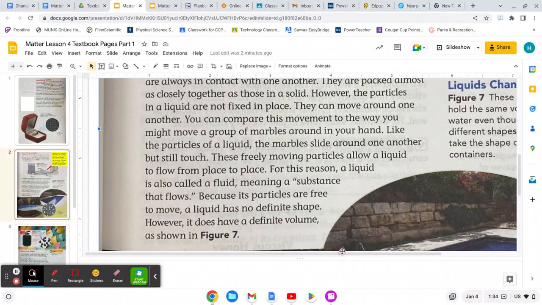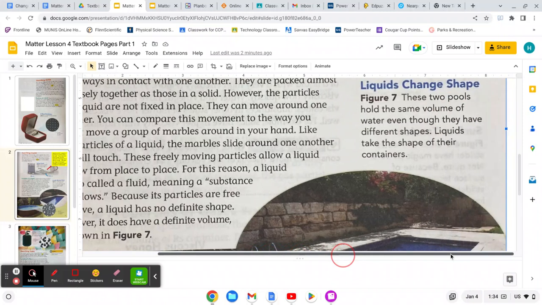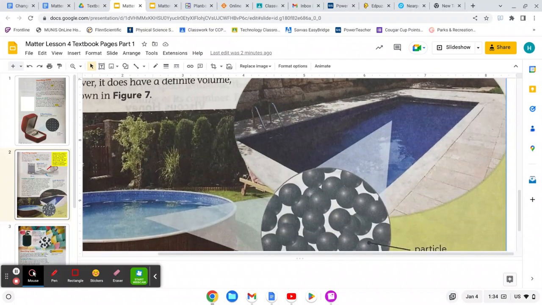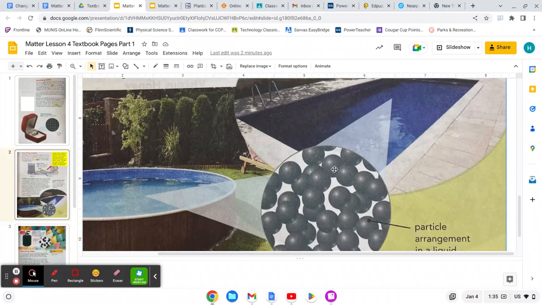And a real life example would be swimming pools. The 2 pools in the picture here actually hold the same volume of water, even though they have different shapes. And so it can be a little deceiving when you first look at it. This one over here, the rectangular one, probably looks like it has a greater volume. But the fact is that liquids take the shape of their container, and these 2 have the same volume.